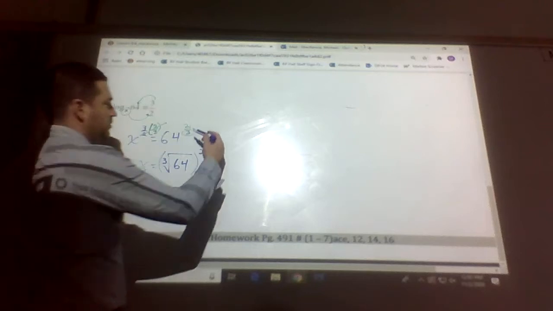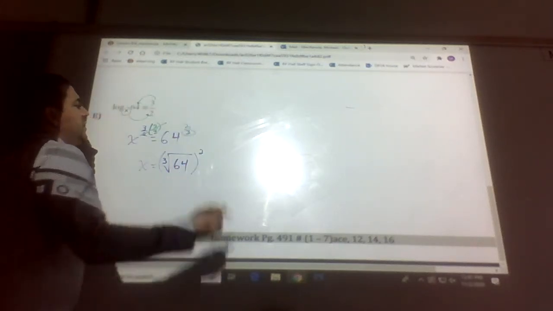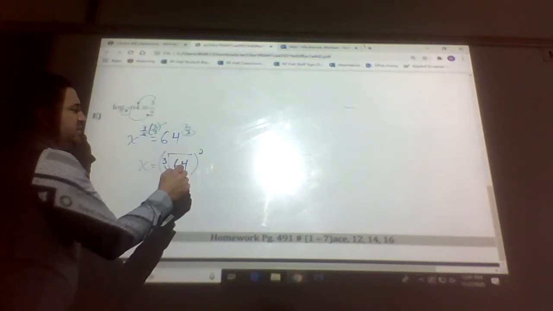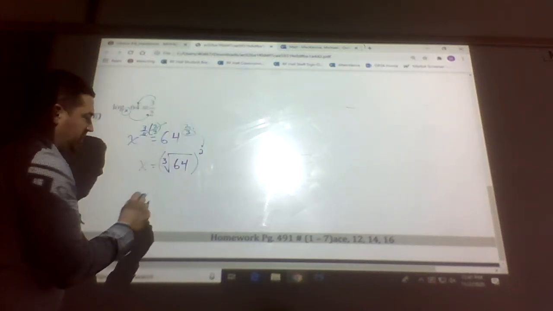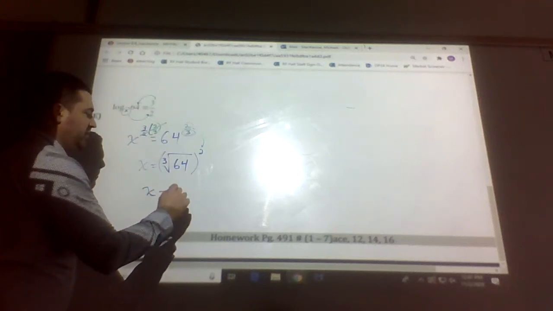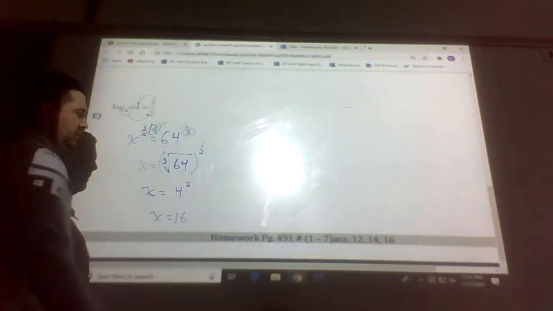So I convert the exponent. You guys can probably just plug this into your calculator to give you the answer. But this becomes the third root of 64, and then this is the power of 2. That goes back to grade 11. So we end up getting 4 squared, which is 16.